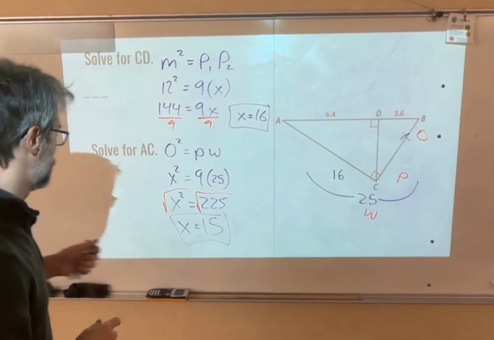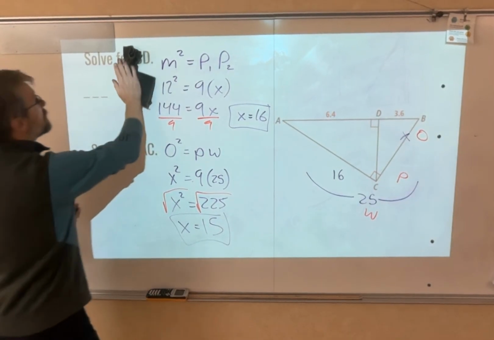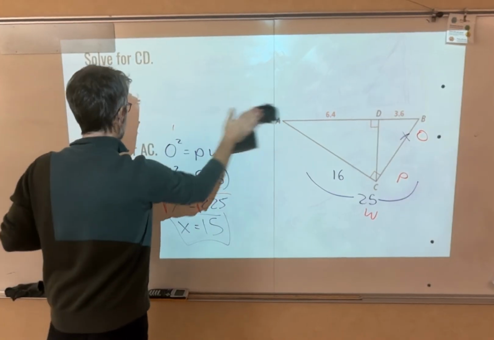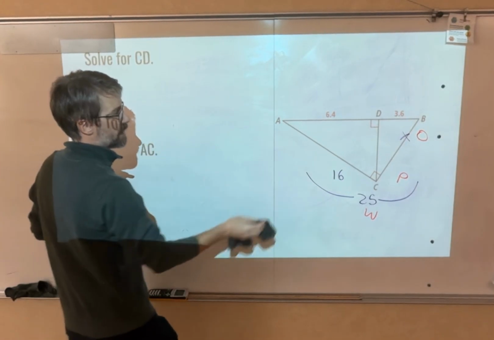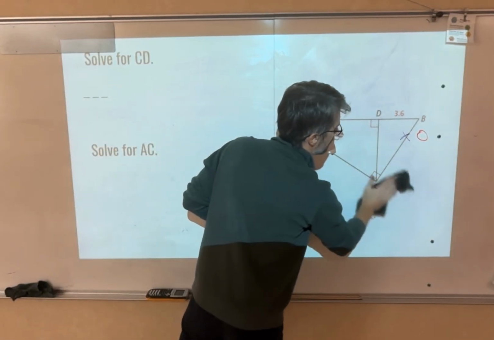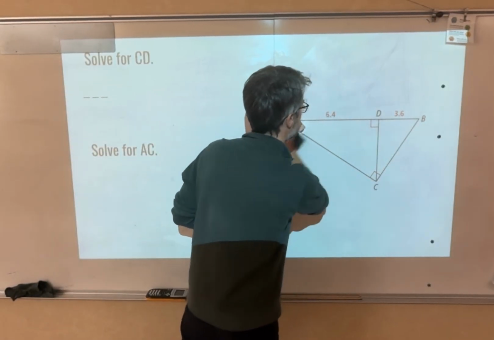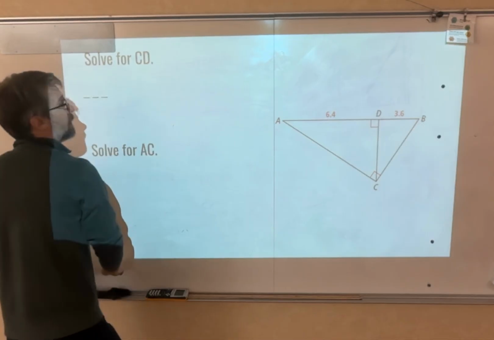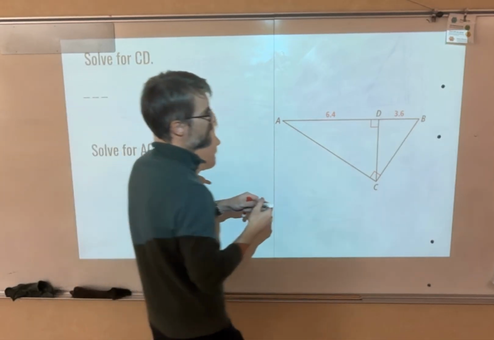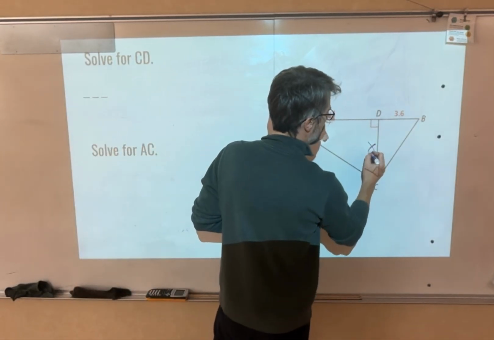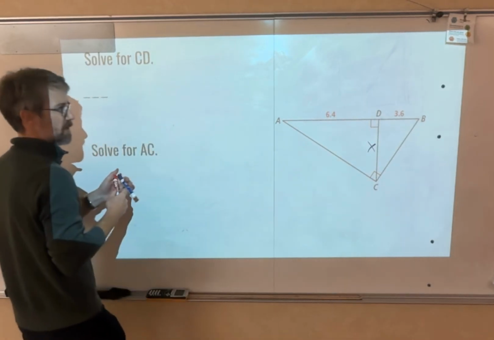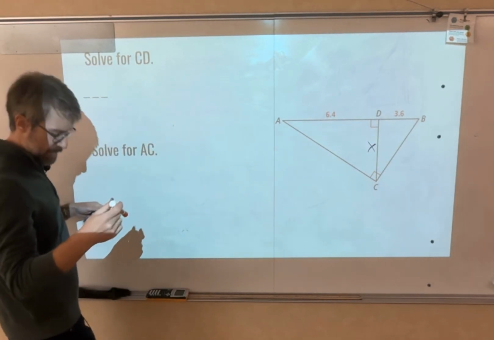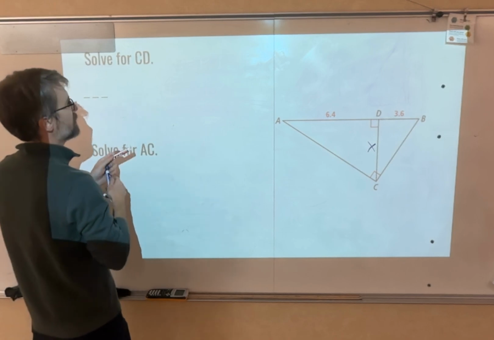All right, next one. So first solving for CD, then solving for AC. Let's see how we do with this. Okay, so CD, right, that's this one. That is the middle. And we've got the two parts for the base. Notice this one's upside down. That's fine. It doesn't really matter. That's still the base that we're going to use.